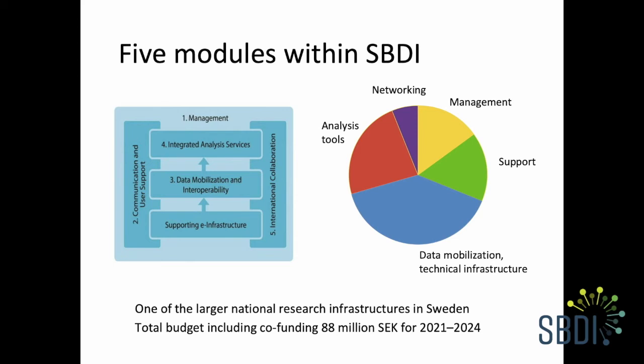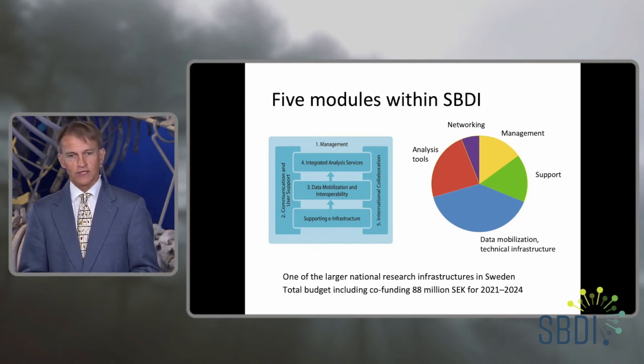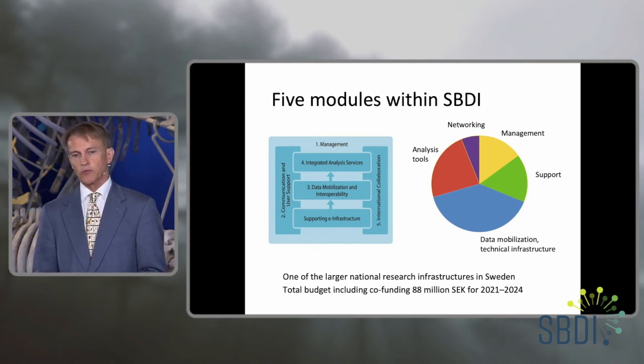It's one of the larger national research infrastructures in Sweden. The total budget, including co-funding, is 88 million kronor for the current 4-year period. That's the short summary or overview of the infrastructure. And I will be available for questions later during the questions and answers session, together with the Deputy Director of SBDI, Holger Dettke, whom you will meet then.